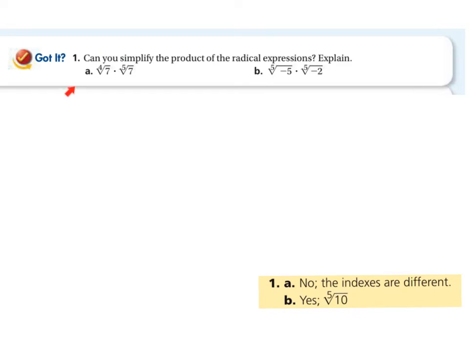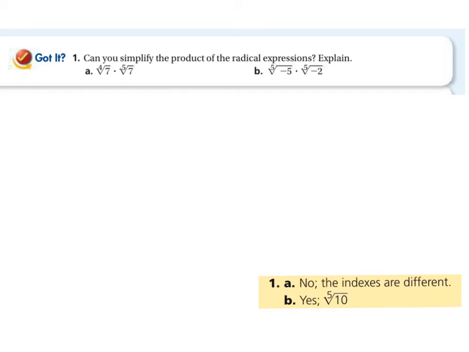Alrighty, so here, can you simplify the product of the radical expressions? This one, again, different indexes, so no, I cannot. This one's 4th root, this is 5th root, I cannot. Even though again, the number under the radical sign there is the same, I still cannot in this case.